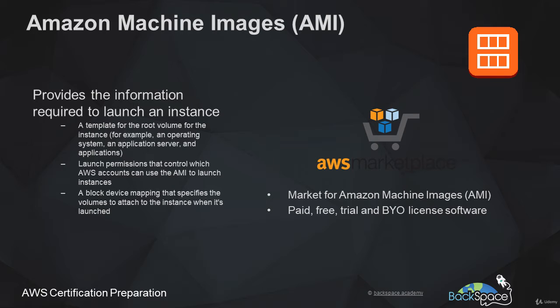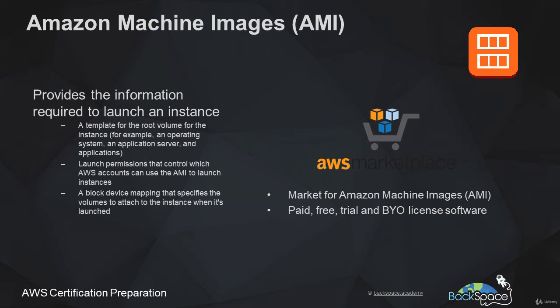So Amazon Machine Images. They're what we use to define what goes into our server. It defines what the operating system is going to be, and what volumes we're going to have attached to it, and the mapping of those volumes. So it provides the information that we require to launch an instance. It has a template for the root volume, which means a template for the operating system, an application server, or any applications. It will also have the launch permissions, which control which AWS accounts can use that AMI to launch instances, whether it's a private AMI or a public AMI. And it'll also have the block device mapping, which defines what volumes are attached to the instance when it's launched.